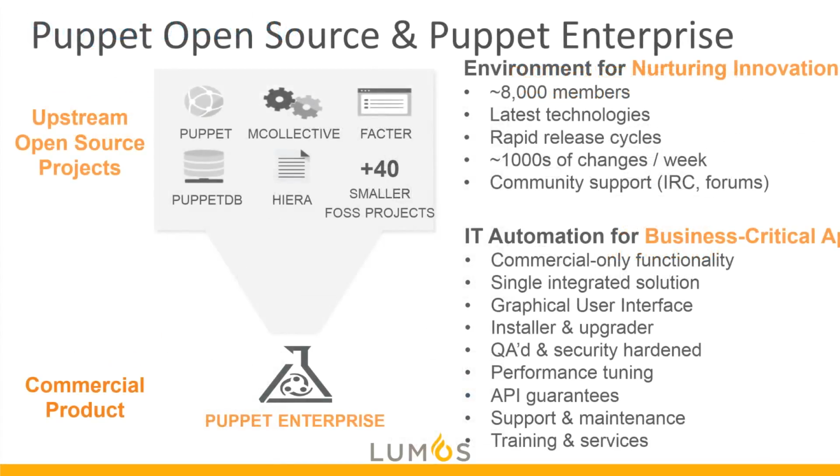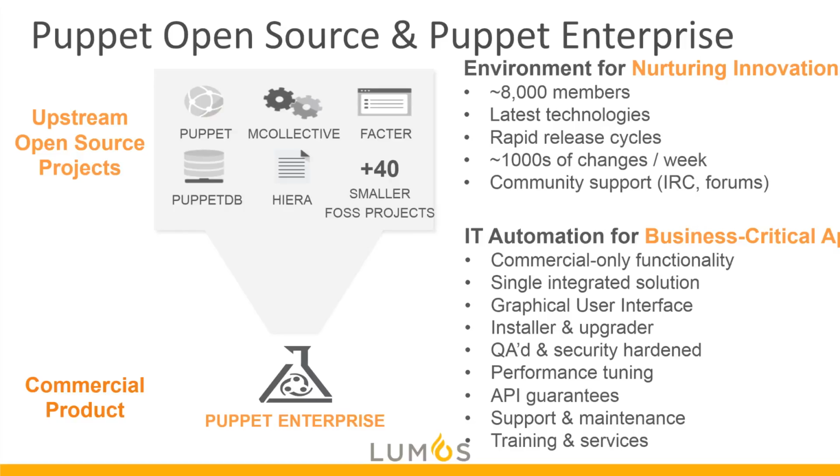Taking a look at some numbers around Puppet from an open source perspective, like I said, the free version as well as the enterprise pay-for version. We do have quite a large environment around Puppet for nurturing innovation. Approximately 8,000 members belong to this group. They are incorporating the latest technologies and allowing for rapid release cycles of new projects and new features. Almost 1,000 changes per week, so a lot of effort and rapid change going into this open source.